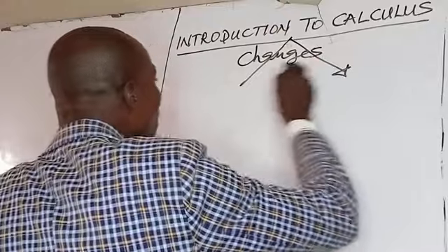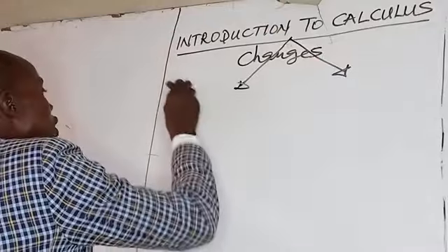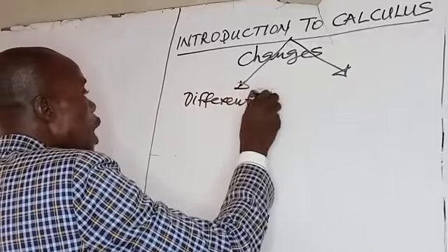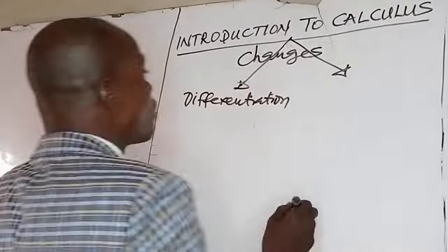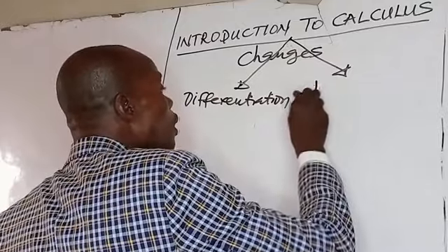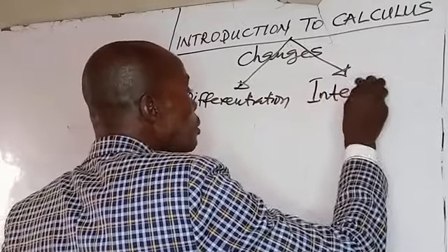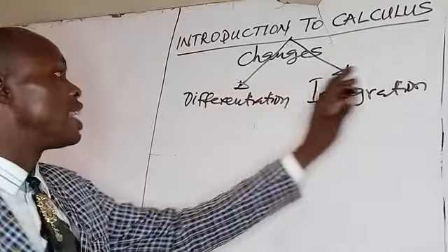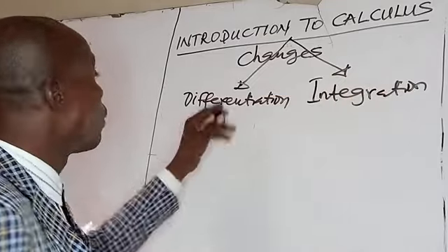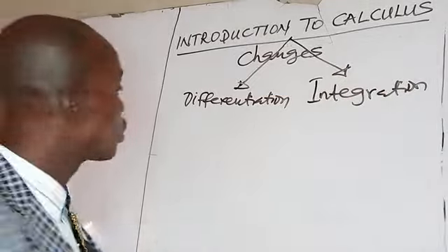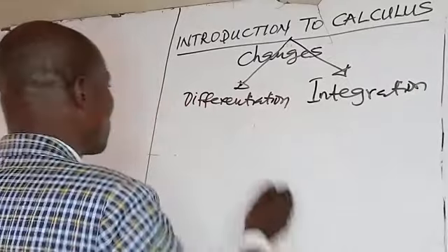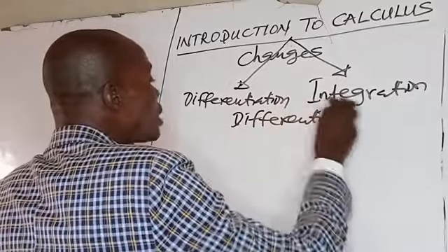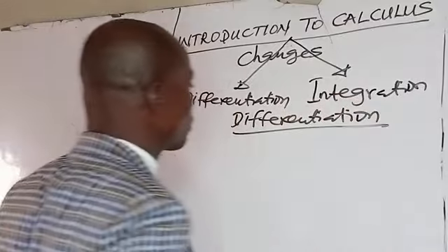We have differential calculus, otherwise known as differentiation, and we also have integral calculus, also known as integration. So differentiation and integration are the two branches of calculus. I want to start with differentiation. Remember, I've told you earlier that calculus has to do with changes.